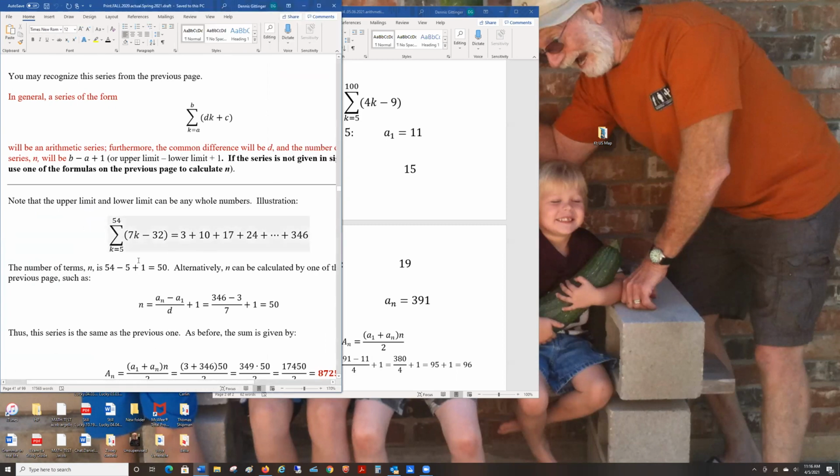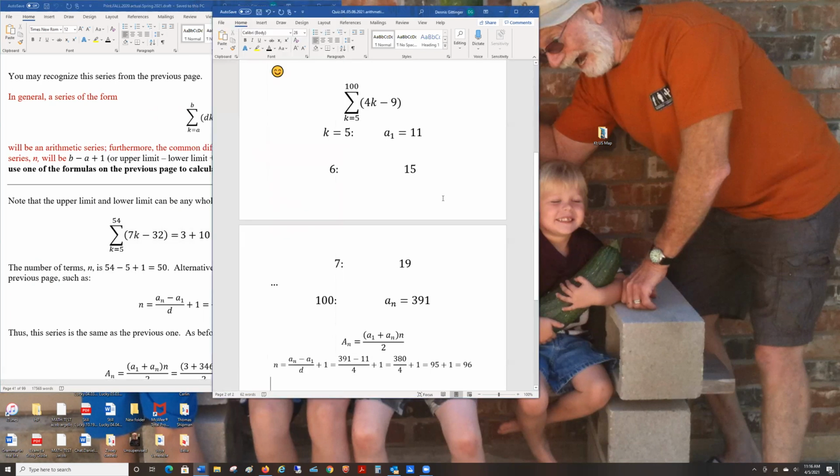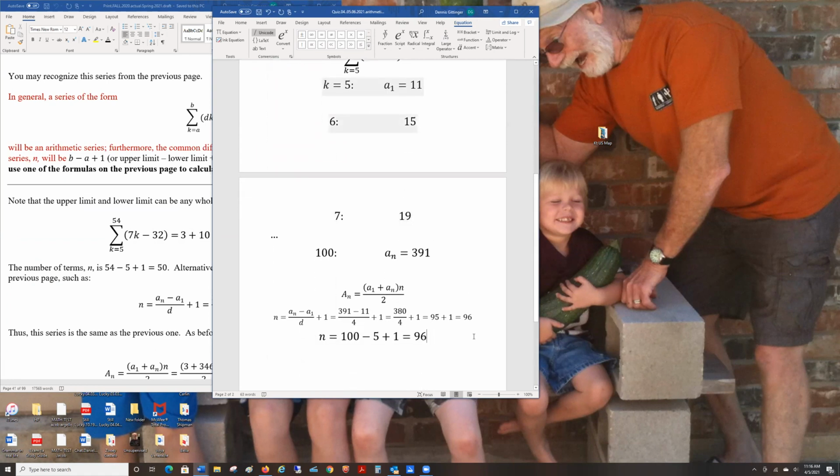The upper and lower limit can be okay. The number of numbers is the upper limit minus the lower limit plus 1. So that's the other way of doing this. And looky here. The other way to do this is to say, look, n equals the upper limit, which is 100, and the lower limit is 5. And then you add 1. And 100 minus 5 is 95, plus 1 is 96. I think that was a lot easier, don't you? No need to answer. Of course it is.